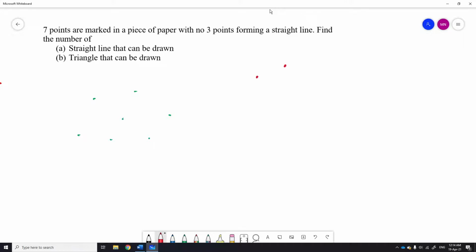For example, this is a straight line that is using 3 points. The question wants a straight line that is only using 2 points. So the straight line could be here, this is 2 points, or here, or this one, or this one. So it could be in many ways. In order to calculate the total number of lines, we use the 7, the total number of points that we have, C2. 2 is the number of points required to draw the straight line. So 7C2 is equal to 21. So there are 21 ways to draw a straight line by using only 2 points.